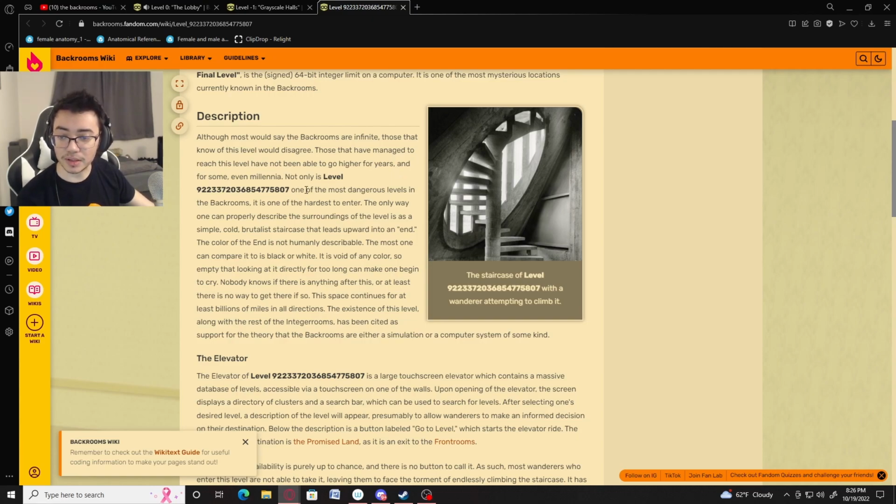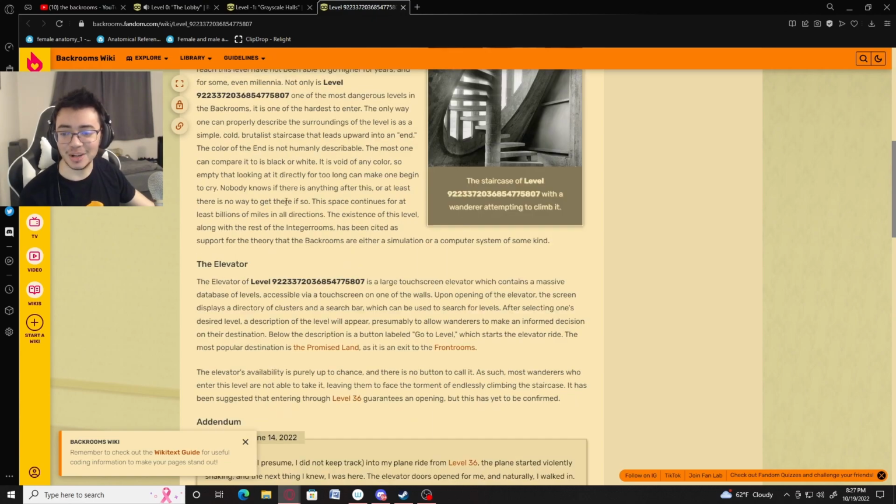Not only is this one of the most dangerous levels in the Backrooms, it is one of the hardest to enter. The only way one can properly describe the surroundings of the level is a simple, cold, brutalist staircase that leads upwards into an end. Nobody knows if there's anything after this, or at least there's no way to get there. If so, the space continues for at least billions of miles in all directions. Oh boy. The existence of this level, along with the rest of the Interrooms, has been cited as support for the theory that the Backrooms are either a simulation or a computer system of some kind.